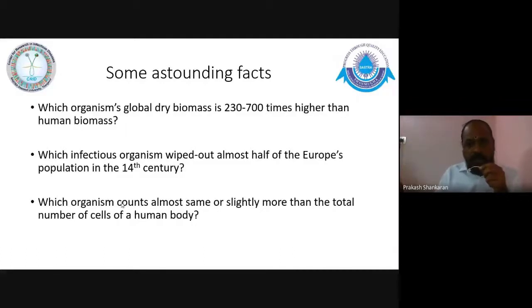I think we are made up of so many cells. There are organisms within our body that are almost equal to, or just above, the total number of our own cells. We have so many of them. What is it? Of course, since this talk is titled on viruses, we think the answer should be viruses. But no, it's all bacteria.